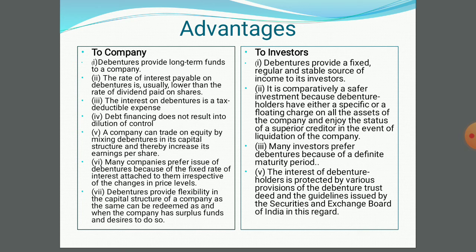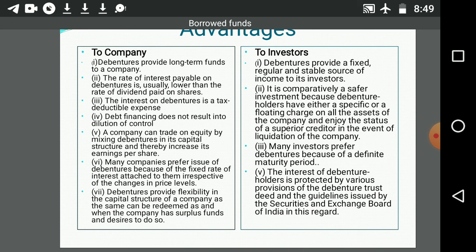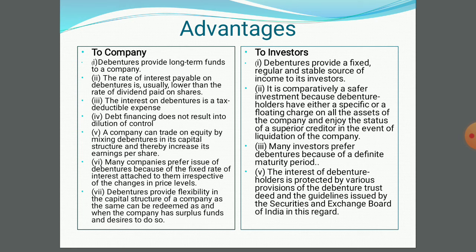The next advantage is interest of debenture holder is protected by various provisions of debenture trust deed and the guidelines issued by SEBI. That means when we issue debentures, we are going to sign a contract with company and the investor. So this is the way how debenture holders can protect their rights. Debenture trust is there which looks after the security of debenture investment. At the same time, indenture is there. Indenture is a contract between debenture holders and the company, which again protects the interest of the debenture holders.